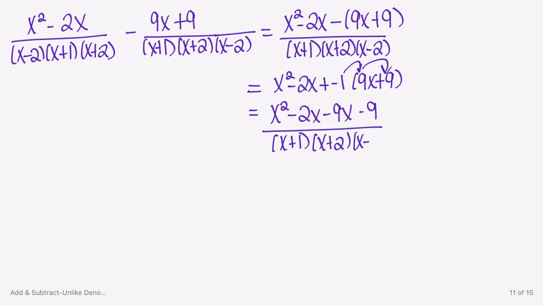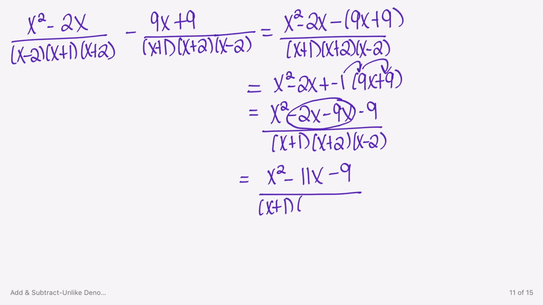And the final step here is going to be to combine any like terms. Notice that I have that minus 2x and minus 9x that are my like terms. So when I combine them, I get x squared minus 11x minus 9 over x plus 1 times x plus 2 times x minus 2.